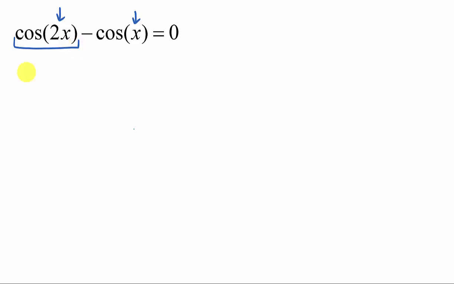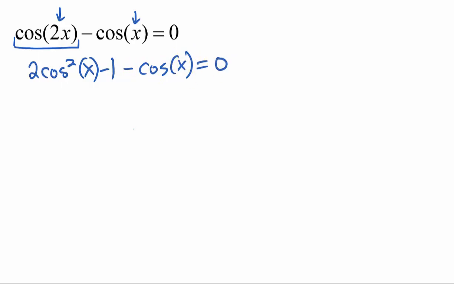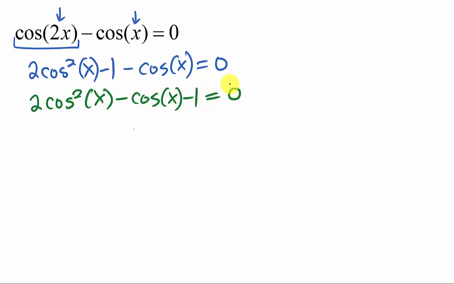Cosine of 2x equals 2 cosine squared x minus 1. That's just the double angle identity, the form that uses just cosine. And then I still have minus cosine x equals 0. Now I'm going to see about factoring this, so I'm going to put it in descending order on powers of cosine. So it's going to be 2 cosine squared x minus cosine x minus 1 equals 0.